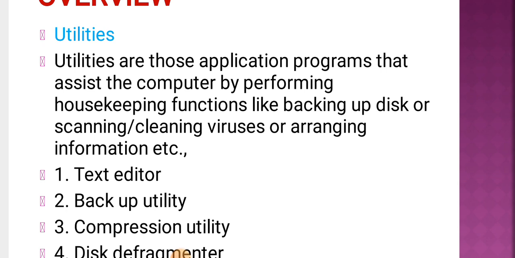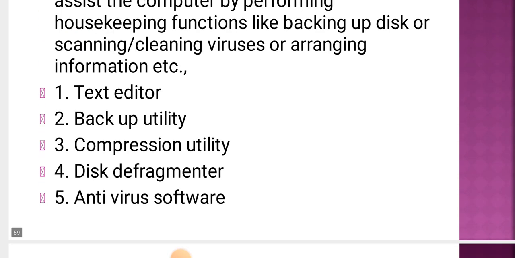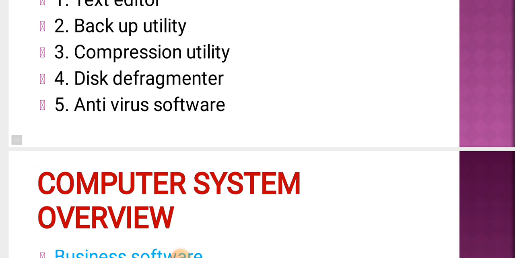What kind of utilities are we using nowadays? Text editor, backup utility, compression, where we are reducing the file size. That is a compression utility. Then the disk defragmenter, where we allocate the memory spaces, and then antivirus software. So these are known as utilities. They are used for housekeeping functions.